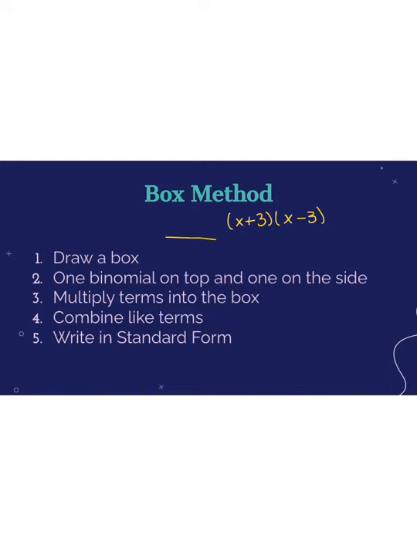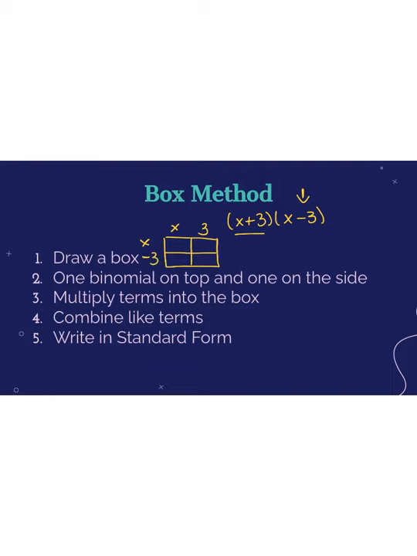So I'm just going to put a box in. Okay, and within the box, for this problem, I just need 4 squares. Okay, and then you're going to write one binomial on the top. So my first binomial, that x plus 3, I'm just going to put x and 3. And I don't have to write that plus 3 because I can assume if there's no plus in front of it, it's positive. Then we're going to write this next one, this x minus 3, on the side.